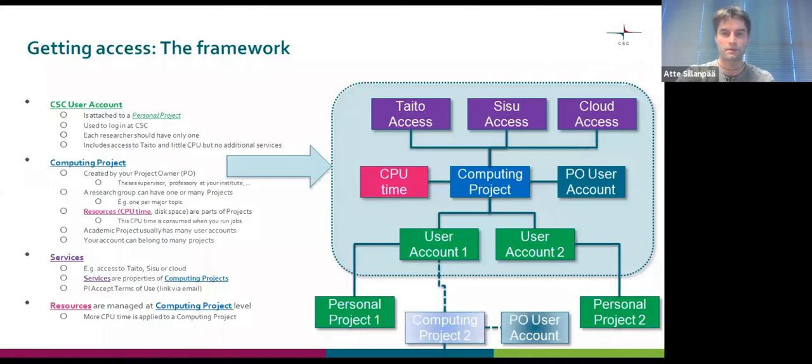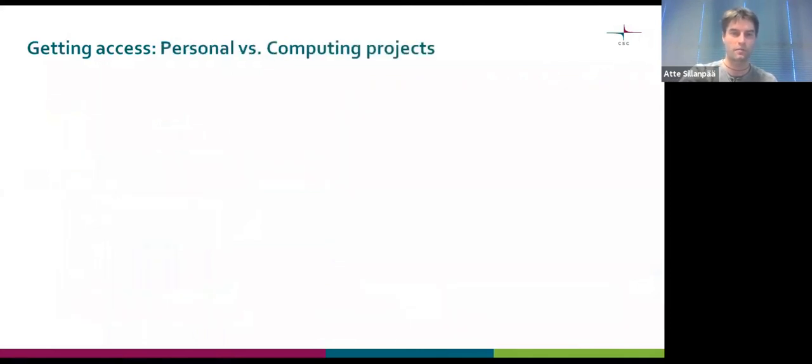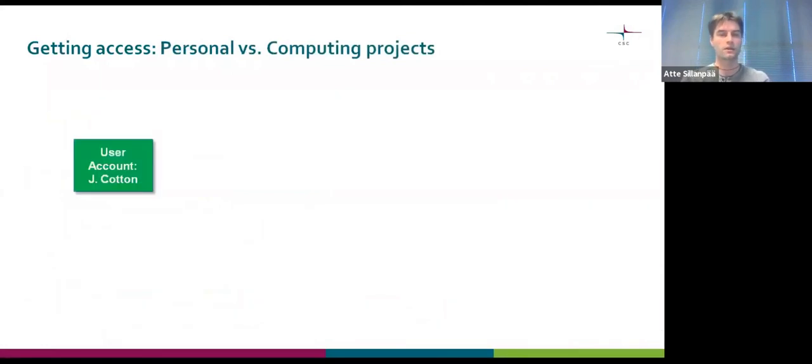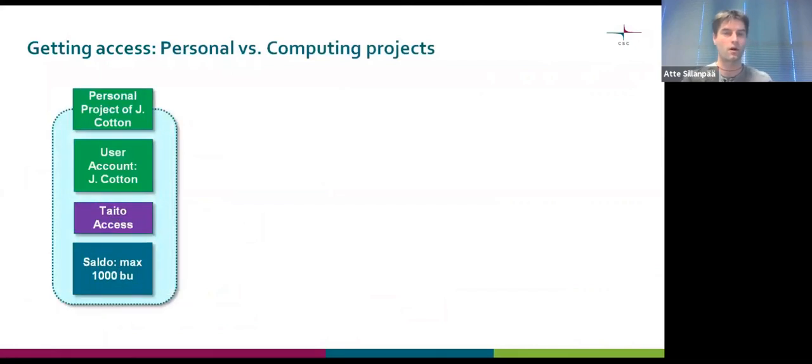This is perhaps still a little bit unclear, but for that purpose, I have a third slide on the topic, which goes through step by step. So once you get yourself a user account, you will automatically get your own personal project. And currently you will get access to the Taito computing server and a saldo of 1,000 billing units, which translates roughly to 500 core hours.